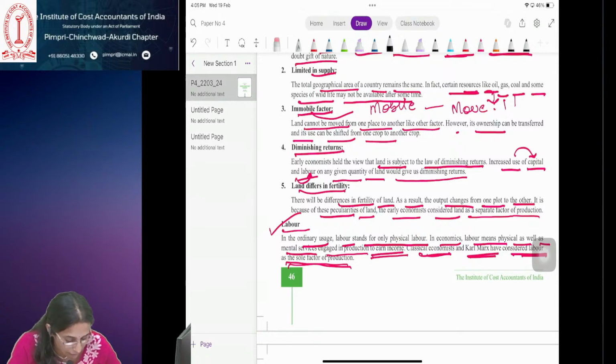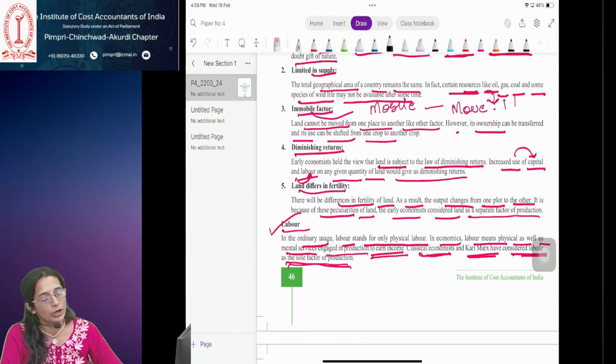Land differs in fertility. As a result, output changes from one plot to another, right? On more fertile land, the farmer will take sugarcane, cotton. And on less fertile land, he will take jwari, bajri. So if this land is less fertile, can all crops be taken on that land? No. Only particular types of crops can be taken. It is because of these peculiarities of the land that the early economists considered land as a separate factor of production.